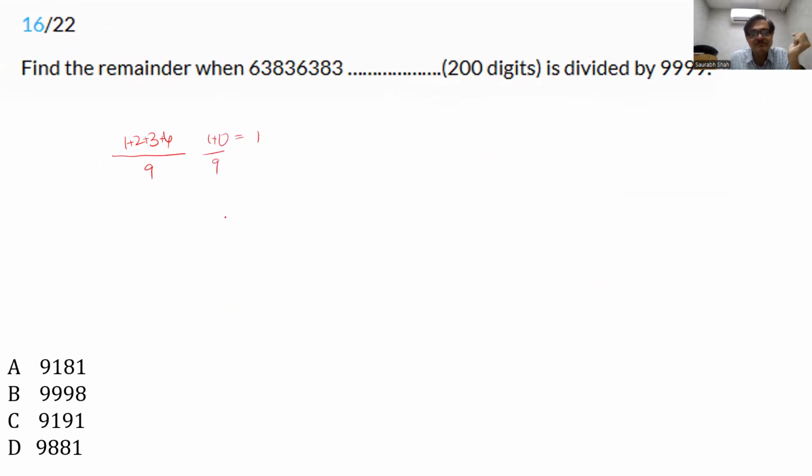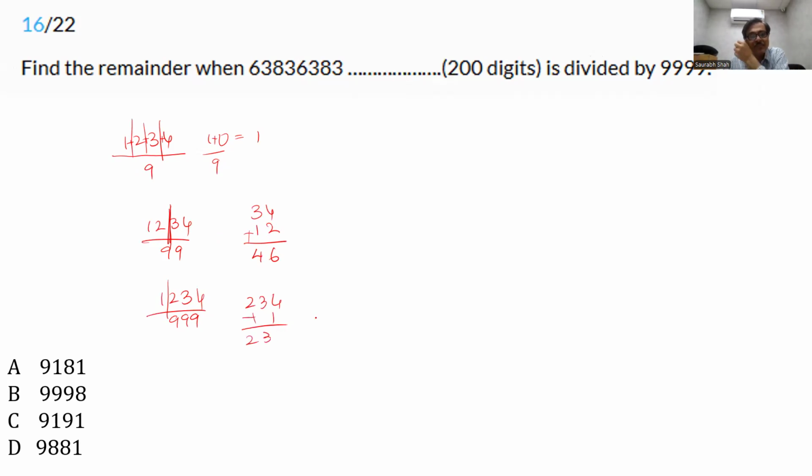1 is the remainder. Suppose I want to divide 1, 2, 3, 4 by 99. What will be the remainder? I'll simply split it into two parts. Here I was splitting into individual digits. Now I'll split it into groups of two digits. 12 and 34. Add 12 and 34. 46 is the remainder. If I want to divide 1, 2, 3, 4 by 999, I'll simply make groups of three digits. So it is 234 plus 1. 235 is the remainder.